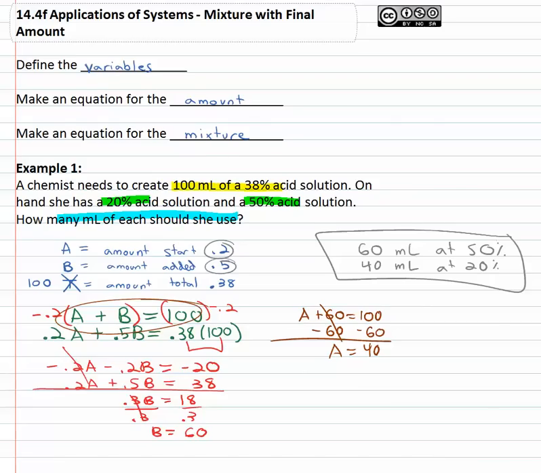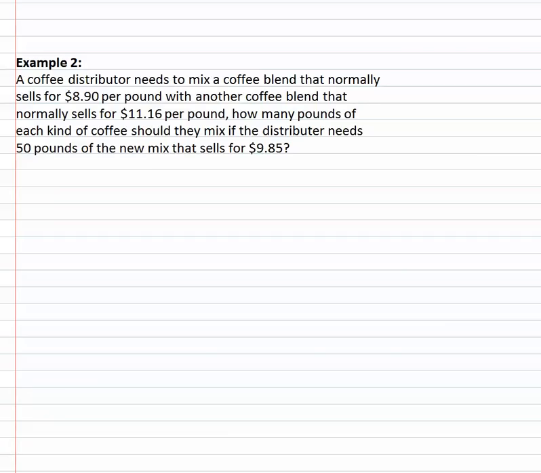Let's do another example where we take the time to clearly identify the variables and use that information to make an equation. Here are coffee distributors mixing coffee that sells $8.90 a pound, another coffee that sells $11.16 per pound. How many pounds of each should they mix if he needs 50 pounds that sells for $9.85?